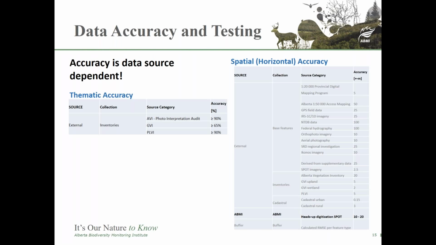So this slide might have a bit too much detail for some folks, but there were some who mentioned in the pre-webinar questions that they were curious to hear a bit more about the accuracy of the human footprint data. So the simple answer is that the accuracy is completely dependent on the data source, which we're presenting here on the table. So for example, you can see that the Alberta Vegetation Inventory, or AVI, is accurate to about 20 meters. The heads-up digitization of SPOT imagery is accurate between 10 to 20 meters. And the Primary Land and Vegetation Inventory, or PLVI, is accurate to about 5 meters.